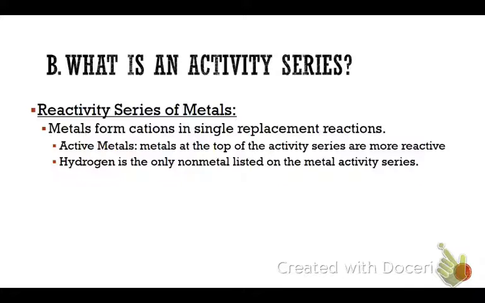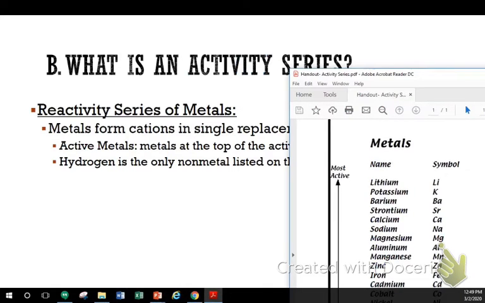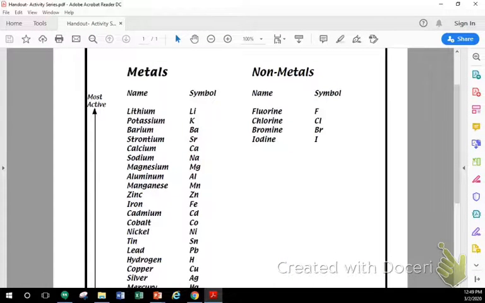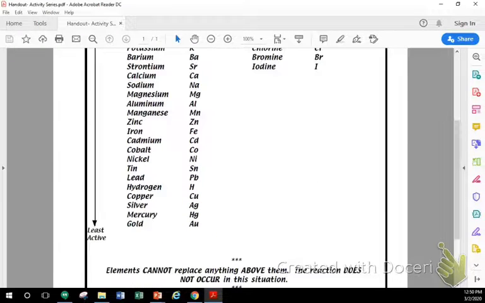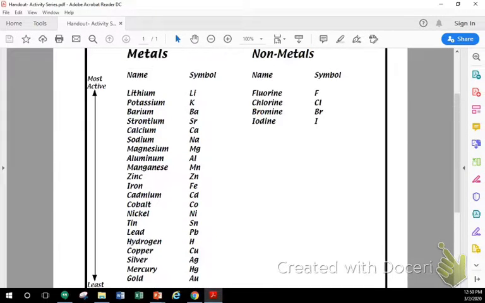The first thing is the activity series lists out metals. If you remember, metals like to give away electrons, so they like to make cations. So here is that activity series. When we take a look at that handout, you can see the left-hand side is the breakdown of our metals, starting with lithium at the top as the most reactive metal, and all the way at the bottom, gold is the least reactive.